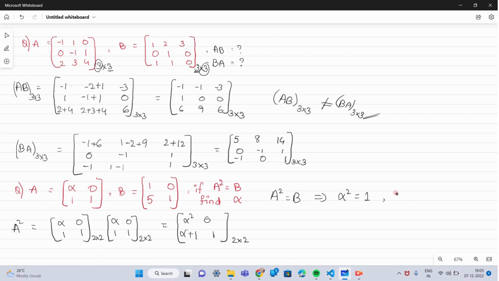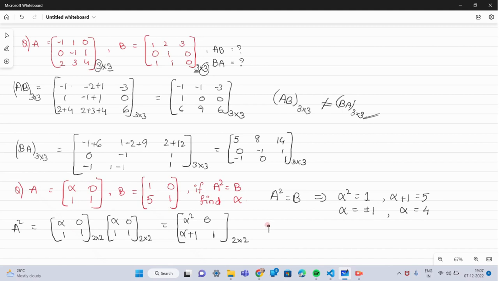And this alpha plus 1 equal to 5. And 1 is equal to here 1. So from this we will get alpha value as plus or minus 1. And from this we'll get alpha is 4. Now when we substitute this plus 1, minus 1 or 4 into this A square matrix, it doesn't equate to B.